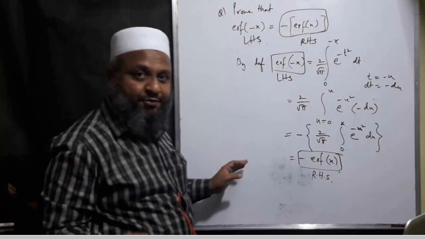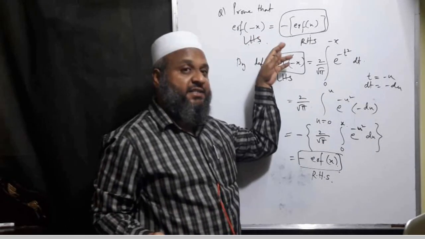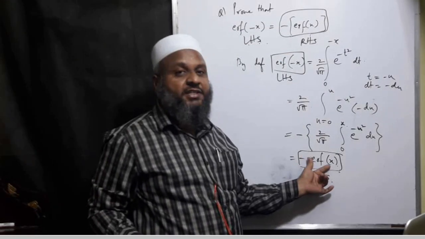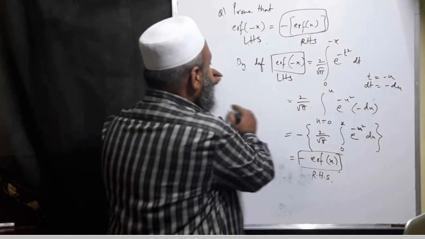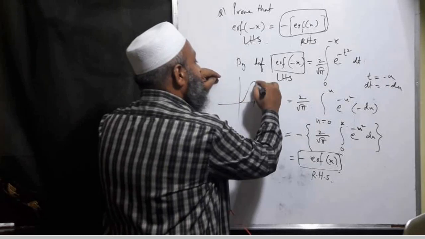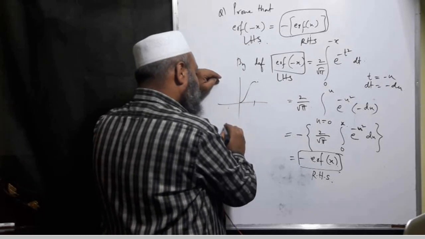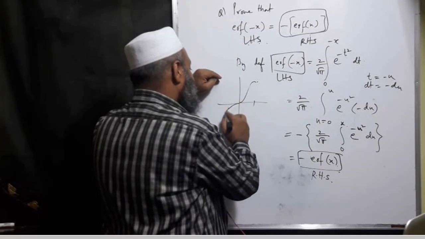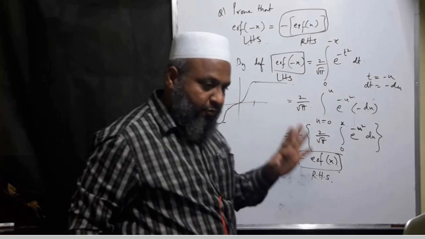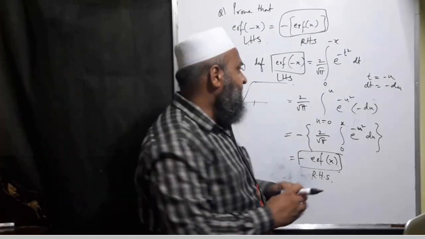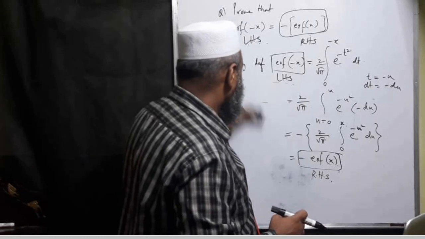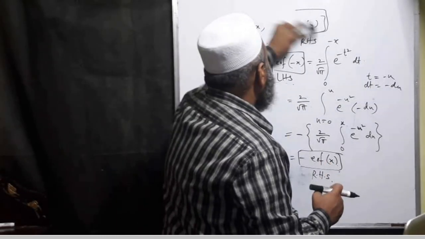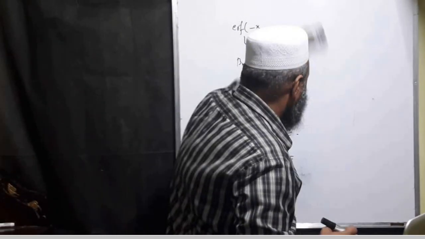So we have proved that the error function at minus x is nothing but minus of the error function at x. It means that whatever value you got here at 2, a similar value will come in the negative way here. So the graph will be going like this. I hope you are clear about this. Now there are so many other properties between the error function and the complementary error function that are very simple.